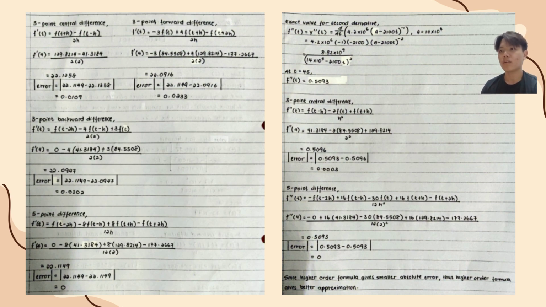Next, for the second differentiation method, we use the exact value of the second derivative. Similar to the first one, we also find the 3-point central difference and the 5-point difference values and their respective absolute errors. Next, we compare the absolute error values for these two methods. Since the higher order formula gives a smaller absolute error, the higher order formula gives a better approximation.